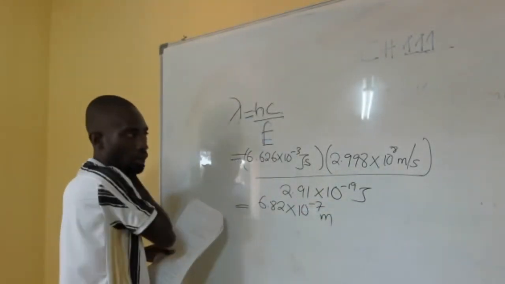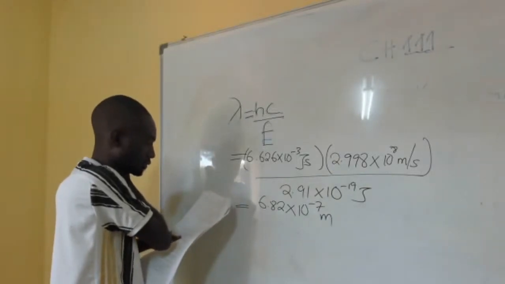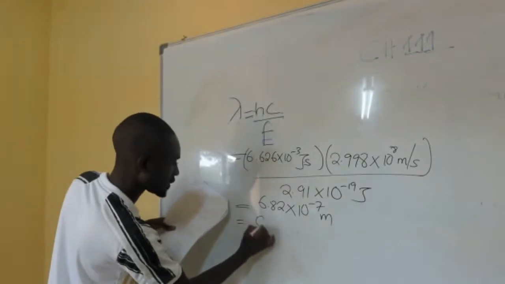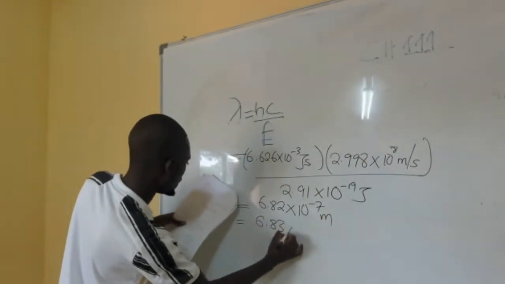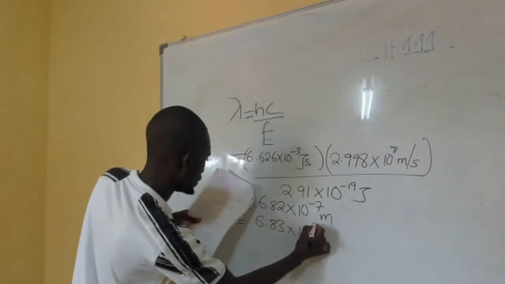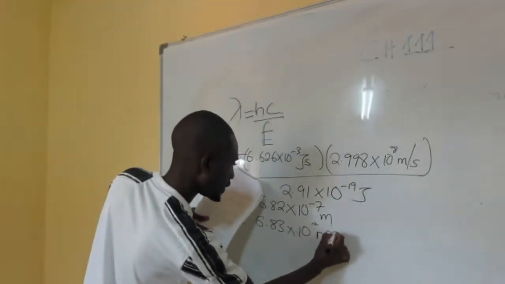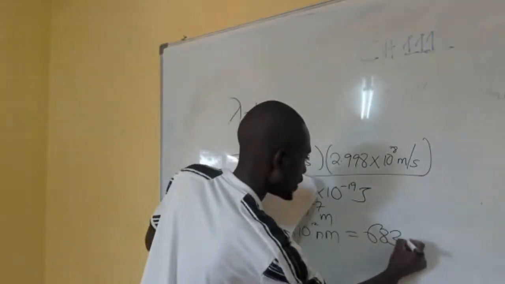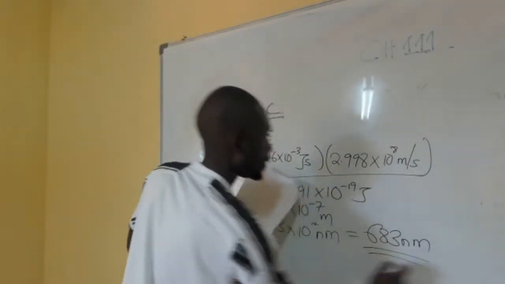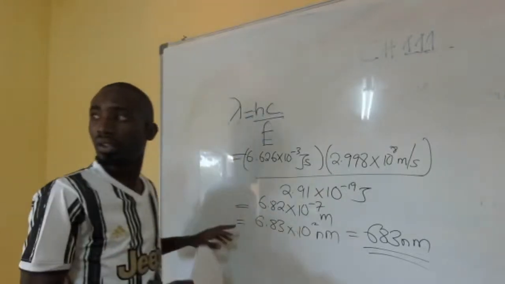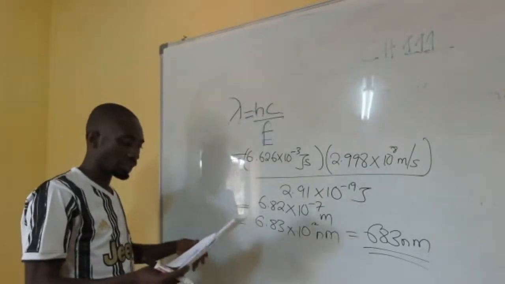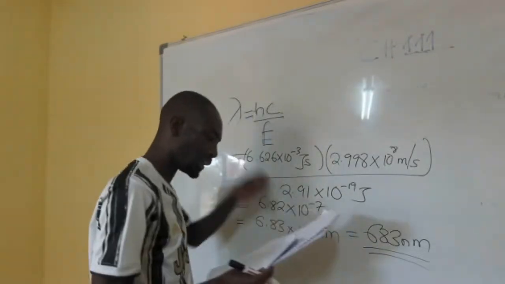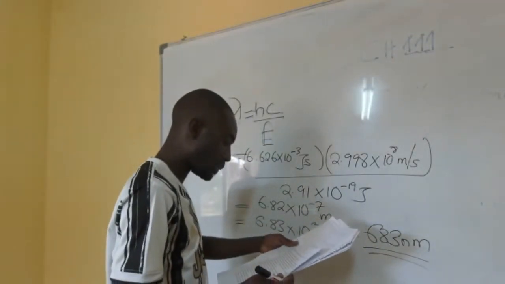So you have got that one. Now you need to convert, so you say 6.83 times 10 to the power 2 nanometer. This should be 683 nanometer. So we have calculated the wavelength of red light in nanometers.